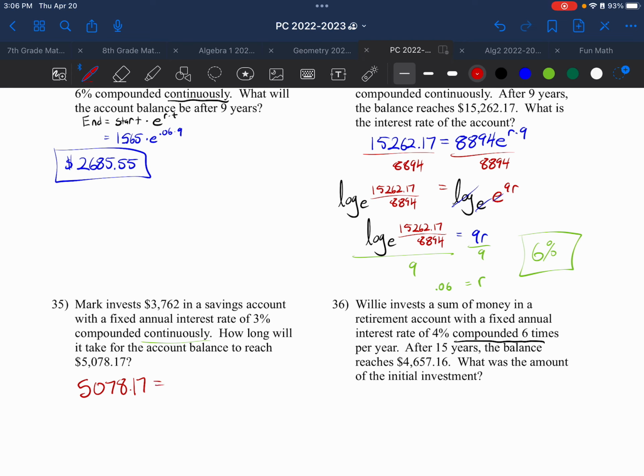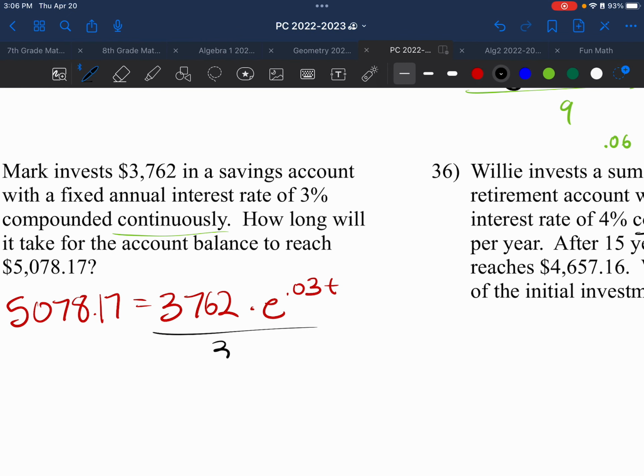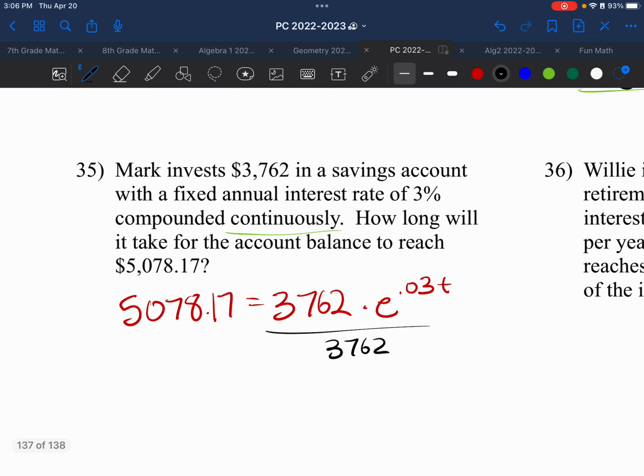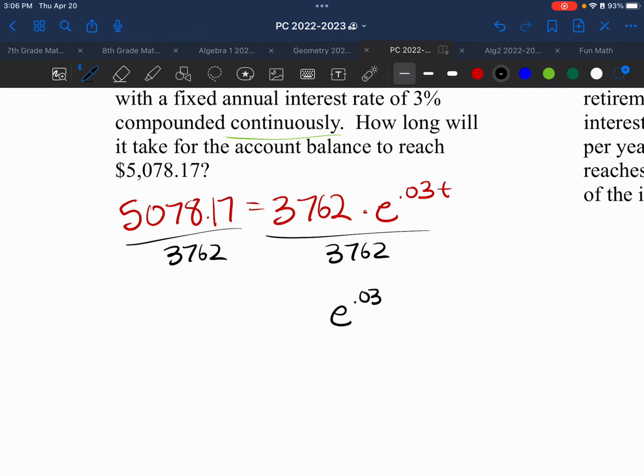It's going to be equal to the start amount, which we also have, 3762, times e to the power of rate, which is 0.03, and we don't know the time, so it's going to be t. So again, kind of the same thing. We need to divide both sides by 3762, and now I get the e by itself. I have this e to the power of 0.03t, and that's going to be equal to 5078.17 over 3762.